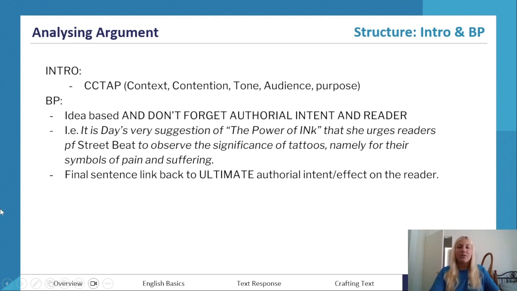Now, body paragraphs must be idea-based. And you need to remember that what, how, why process. Okay? And don't forget about the why. The why is that most valuable part of it. How is everything convincing? How does it link back to the argument? Your final sentence should link back to the ultimate authorial intent or the effect on the readers.